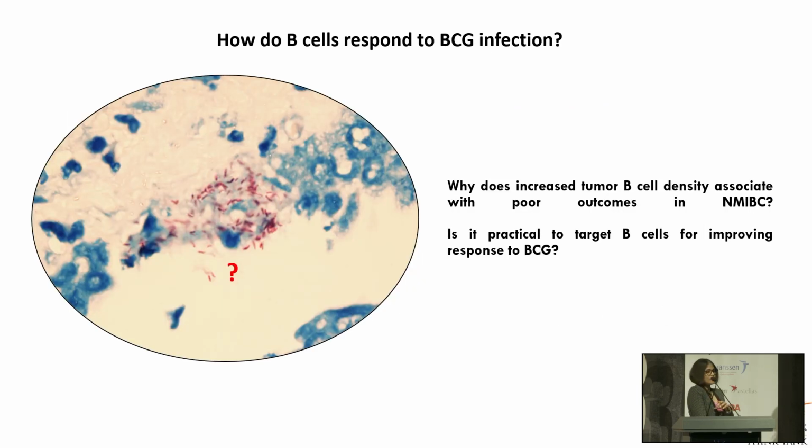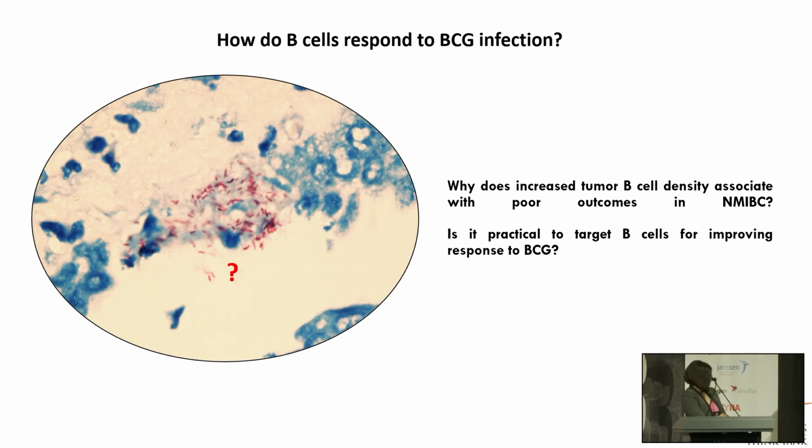So the next question with all that patient data is, how do B cells actually respond to BCG, and why are we seeing this very contrasting and counterintuitive finding that high B cells and increased TLSs associate with poor response to BCG? And is it practical at all to target these exhausted populations of B cells for improving response to BCG?